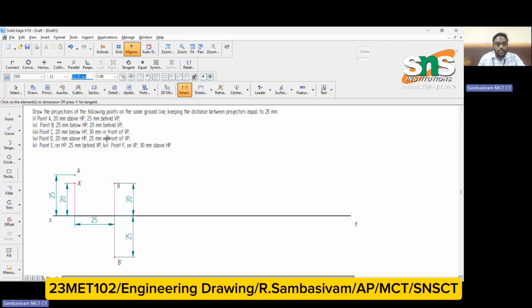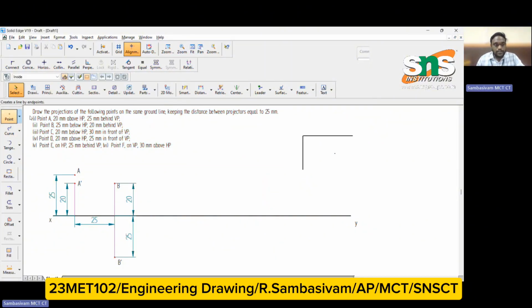In the next point, point C is 20 mm below HP and 30 mm in front of VP. This represents the fourth quadrant. When you look, this is the fourth quadrant. So this is 20 mm below HP and 30 mm in front of VP. This is how the point will be. Here, the rotation of the x-axis is 90 degrees in clockwise direction. This represents the merging of the two planes, so we have to draw the lines.